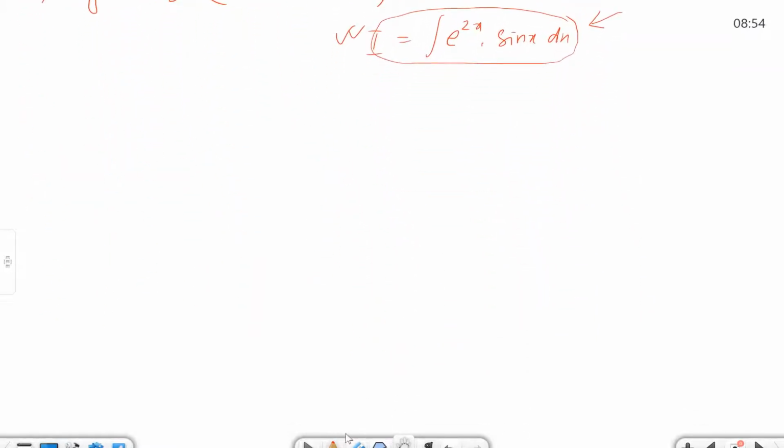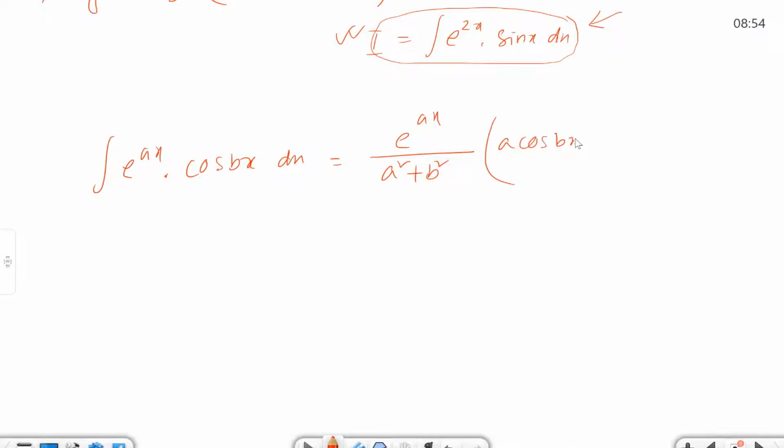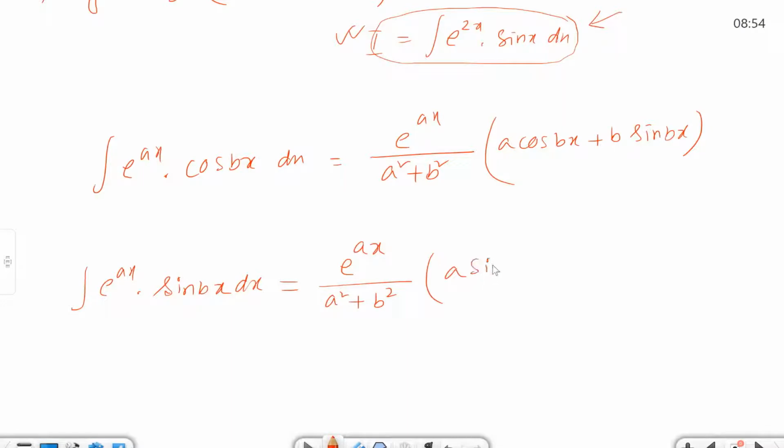If the integral is e to the power ax into cos bx, then the result was e to the power ax by a square plus b square into a cos bx plus b sin bx. And if the integration e to the power ax sin bx dx, then this result was e to the power ax divided by a square plus b square into a sin bx minus b cos bx.